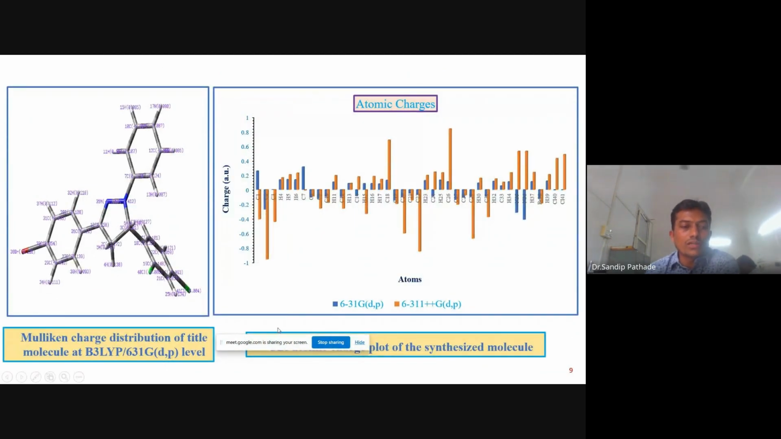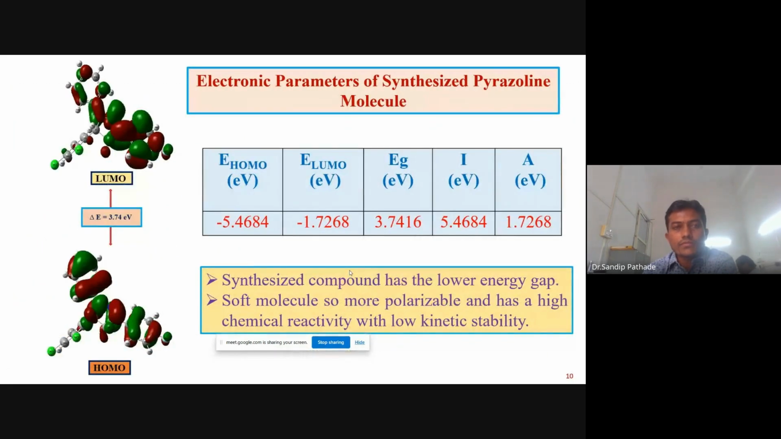This is the molecular charge distribution of our title molecule, calculated using the B3LYP level at the 6-31G(d,p) level, while this is the graphical representation of our molecular atomic charges, which clearly indicates that the higher basis set overestimates the charges, while the lower basis set predicts reliable molecular atomic charges for the synthesized compound. Then we also investigate the various electronic parameters of our synthesized pyrazoline derivative.